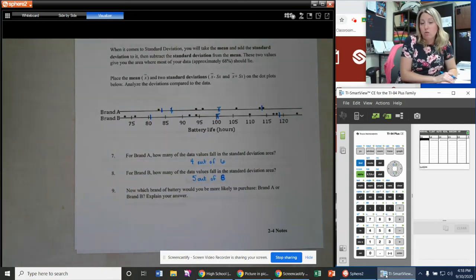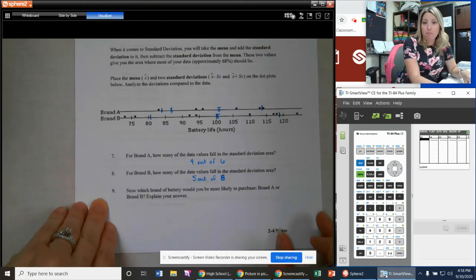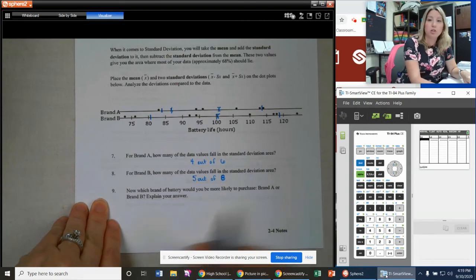Now, which battery brand are you picking? Has it changed for you? Do you want the more reliable? Do you want the wild card? That's what we're thinking about. Which one do you want and why?